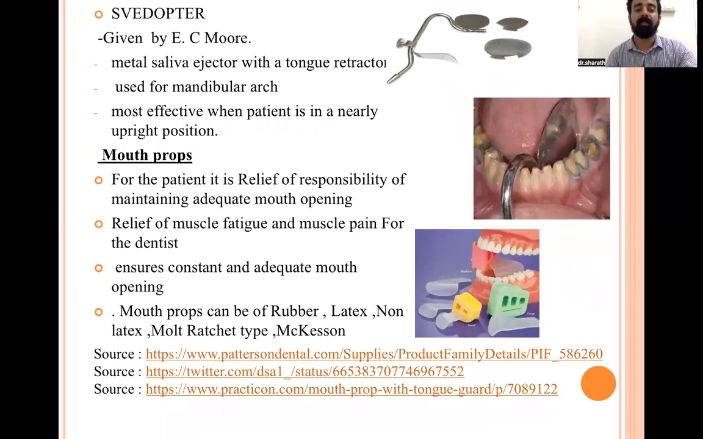There is a device called a Sphincter, which is a metallic saliva ejector with a tongue retractor used for mandibular arch, and it is most effective when the patient is in a nearly upright position. Again, mouth props can be used, which is a relief of responsibility of maintaining adequate mouth opening. It helps in relief of muscle fatigue and muscle pain for the dentist. It ensures constant and adequate mouth opening.